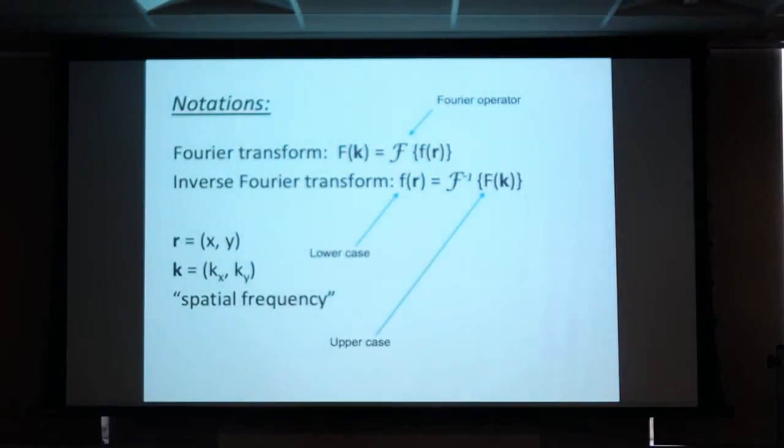I'm going to use a very simple notation. Use a Fourier operator. So a Fourier transform is a function of spatial frequencies, and you can think of it as being generated by the operation of a Fourier operator on the function f of r. An inverse Fourier transform just goes backwards.